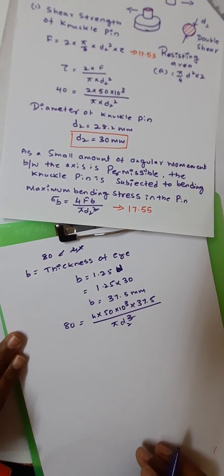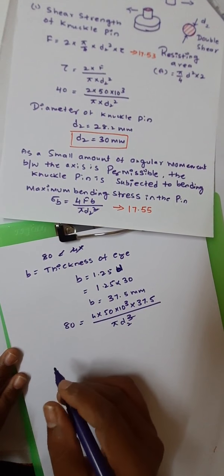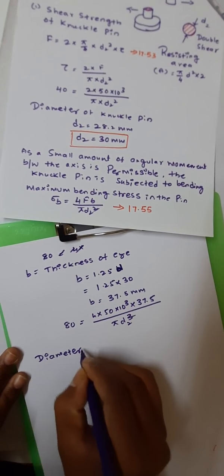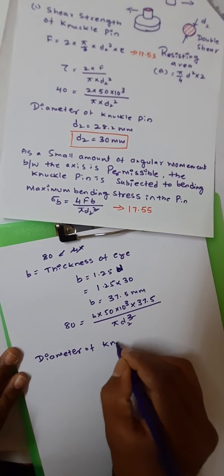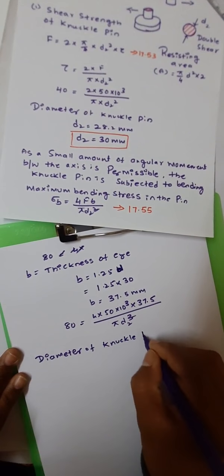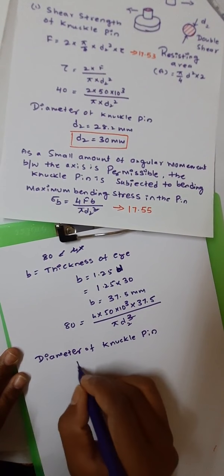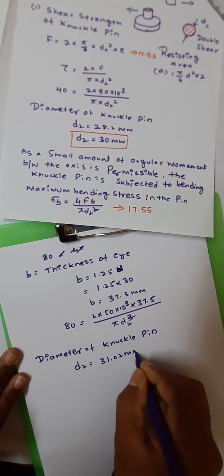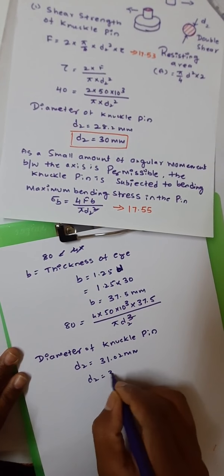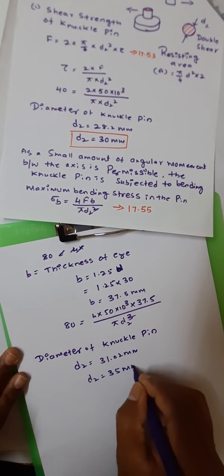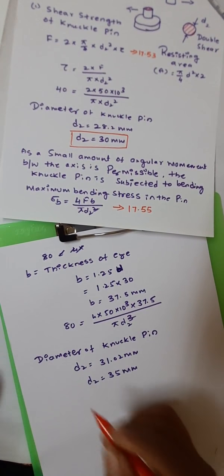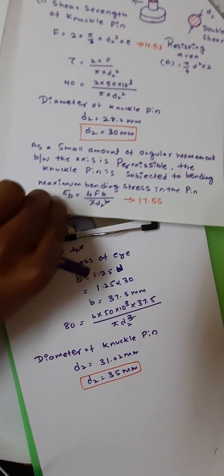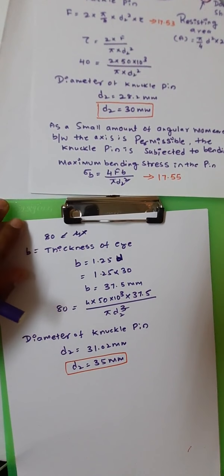If you simplify that, the diameter of the knuckle pin d2 is equal to 31.02 mm. So we take the standard value, and I'll make d2 equal to 35 mm. We consider the standard value for the diameter of the knuckle pin when it is subjected to bending.